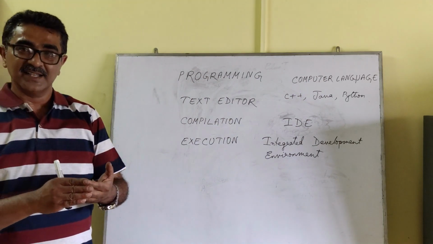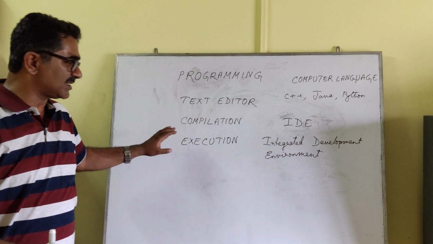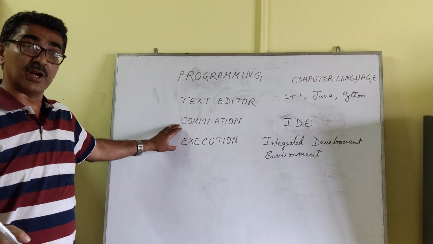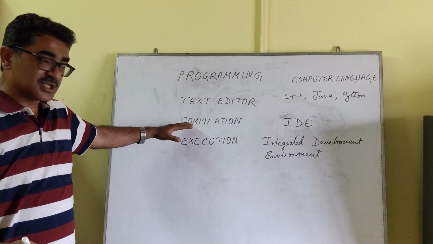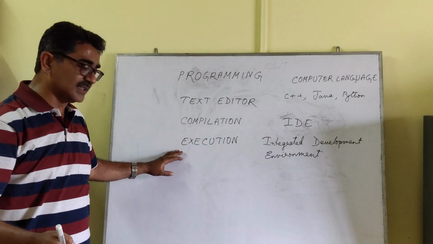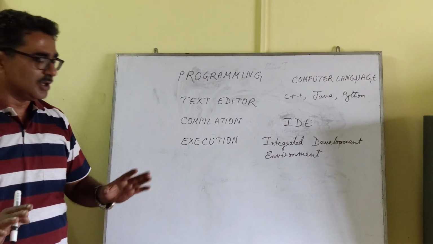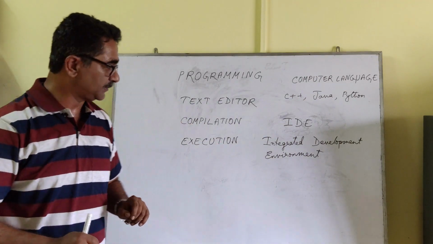That is, it has a space where we'll be able to write our program just like a text editor, a process by which we'll be able to convert whatever instructions we have given to a machine understandable language, and then there is a method or a process by which we'll be able to execute the program to make the computer do the task which it is supposed to do.